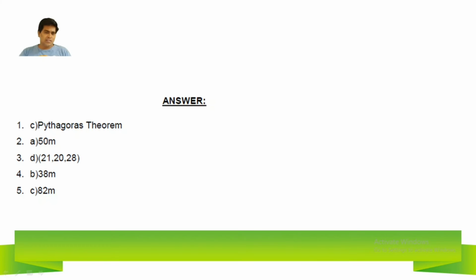We'll see all the answers here. The first question, we got option C. Clearly, he wants to use only the Pythagoras theorem there. Next, the total AC length is 50 meters. So 21, 20, 28 does not follow the Pythagoras triplet. And the distance of the pond is 38 meters, we got. The total rope he has used is 82 meters. So all answers we got are correct. So you also try it and find out whether you are getting the same answers or not.